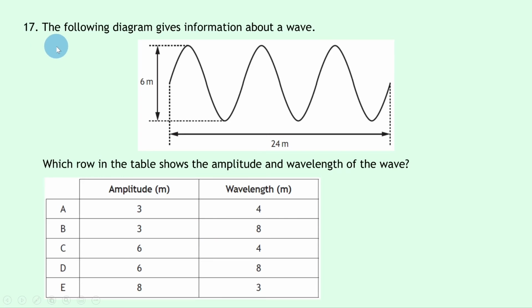Question 17 says the following diagram gives information about a wave. So we've got from this point here all the way to this point here is 24 meters, and we've got the full vertical height is given as 6 meters. It then says which row in the table shows the amplitude and wavelength of the wave.